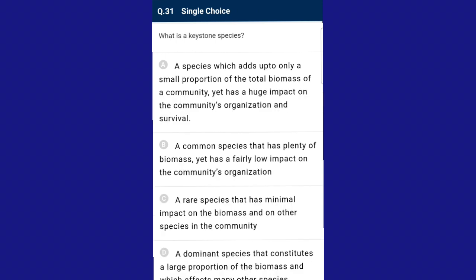Question number 31. What is a keystone species? A keystone species adds up to only a small proportion of the total biomass of a community. It has a huge impact on community organization and survival. So the answer is option A.